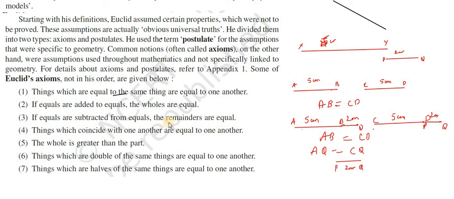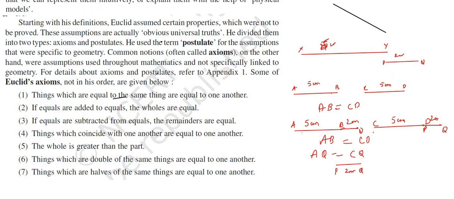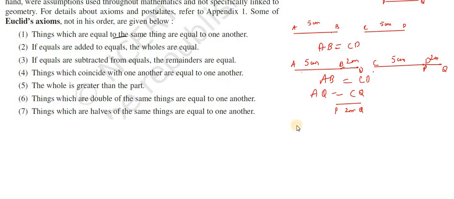Now what do they say in the next statement? If equals are subtracted from equals, the remainders are equal. Again we'll take the same line example, but now we'll change the centimeters. Now it is 6 centimeters and 6 centimeters. I'll change the names here: PQ and RS. PQ is 6 centimeters, and RS is also 6 centimeters.